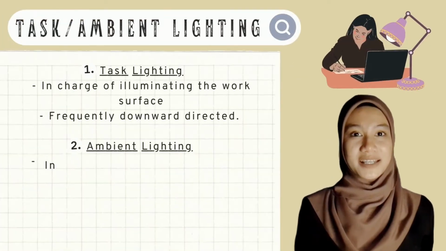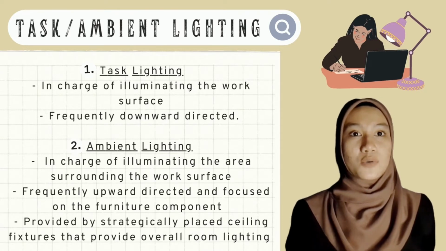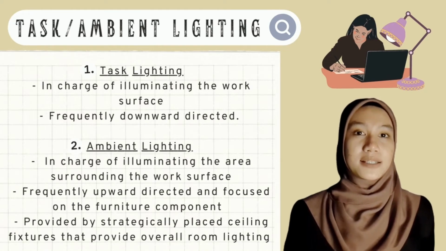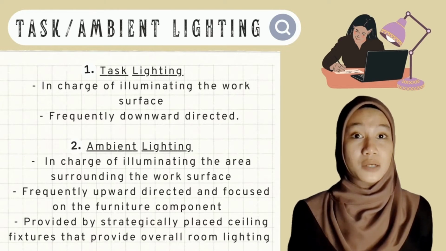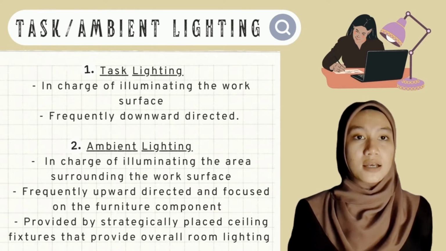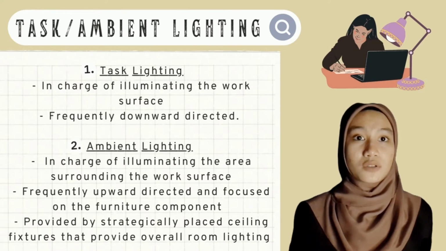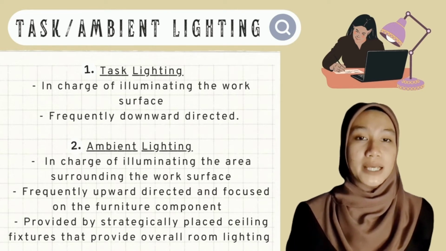Task and ambient lighting. As you can see, the lighting system is divided into 2 parts, which are task and ambient lighting. It is in charge of illuminating the work surface as well as the area surrounding the work surface. Task lighting is frequently directed downward. However, ambient lighting is generally directed upward when it is part of the furniture components. Ambient lighting can also be provided by strategically placed ceiling fixtures that provide overall room lighting.